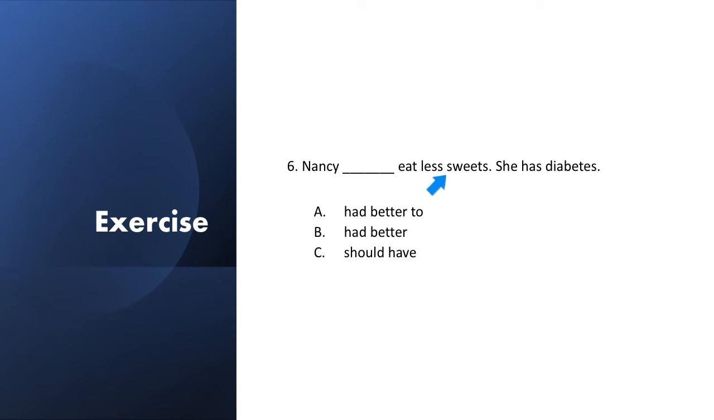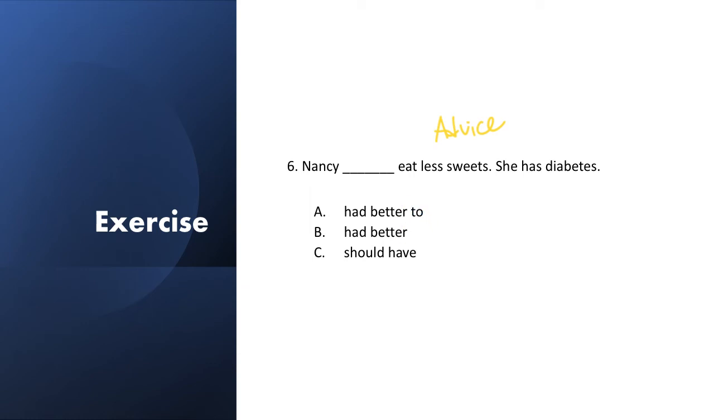So what about if we change the wordings a little bit? Nancy something eat less sweets. She has diabetes. We are still talking about advice. So what would be the answer here? Let's take a look at the options one by one. A, had better to eat. Now, if we recall what we've learned after had better, what form of the verb should we add afterwards? Do we need to?